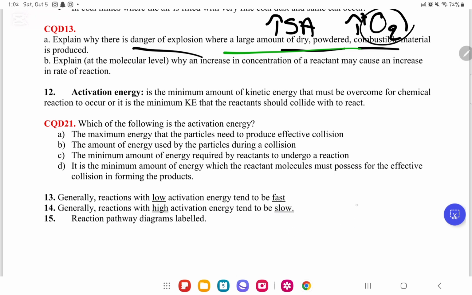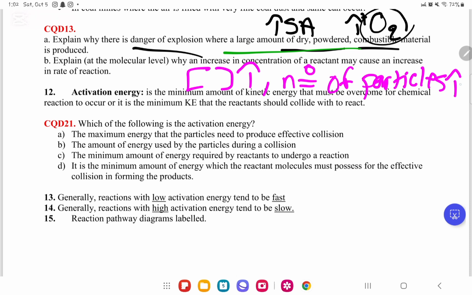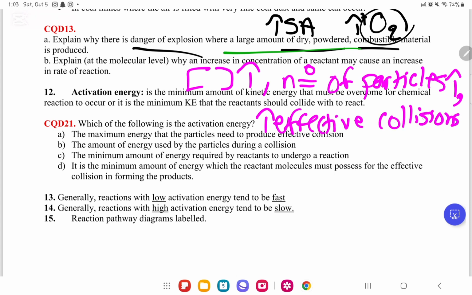Now for part B. Explain at the molecular level why an increase in the concentration of a reactant may cause an increase in the rate of reaction. So we said many times before, if we increase the concentration, then the number of particles will increase, and since the number of particles increases, then the rate of effective collisions increases, and then consequently the reaction rate will increase.